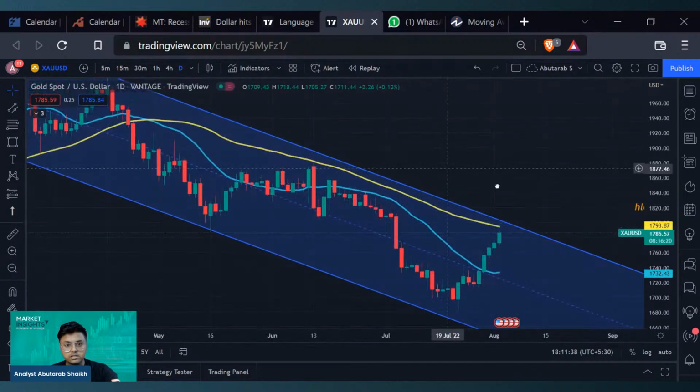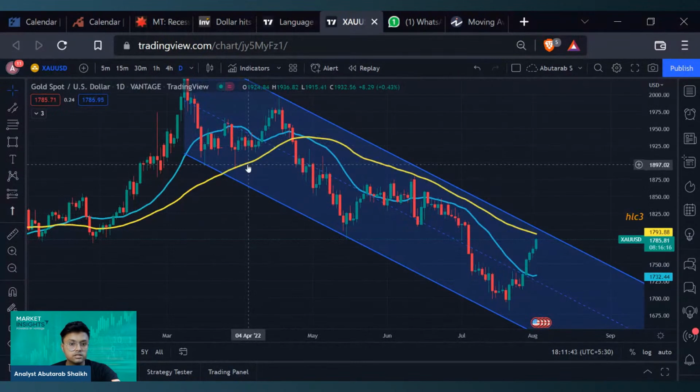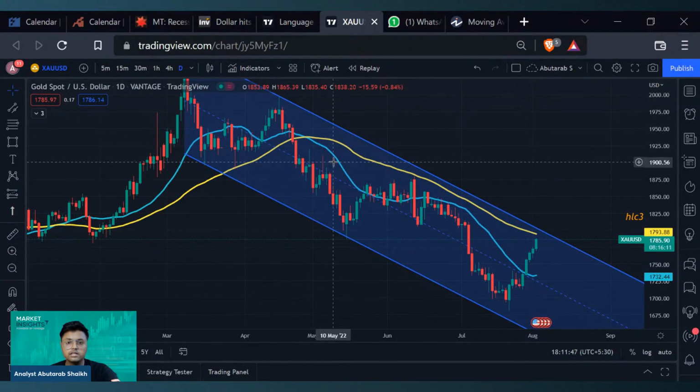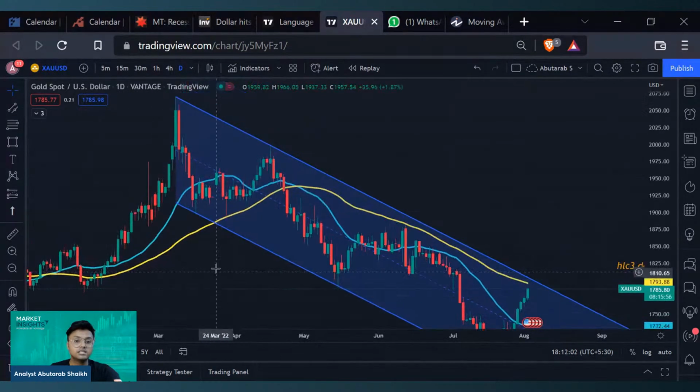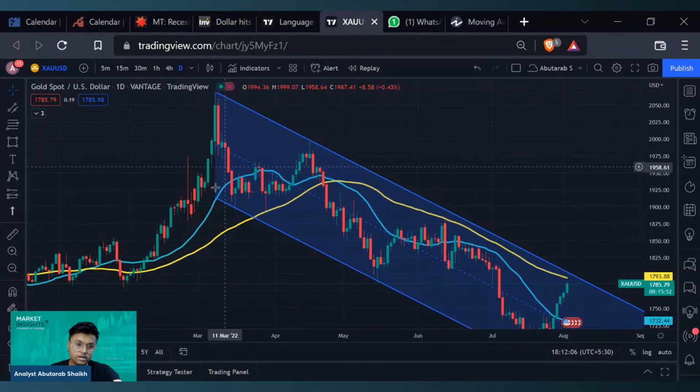You can see this. See the previous point? This yellow one is 50 and this mint green is 20. Now, look how it is waving. And this 20 is a faster moving average. It will move with the price faster, right? Look at this, how fast it has moved up with this uptrend.